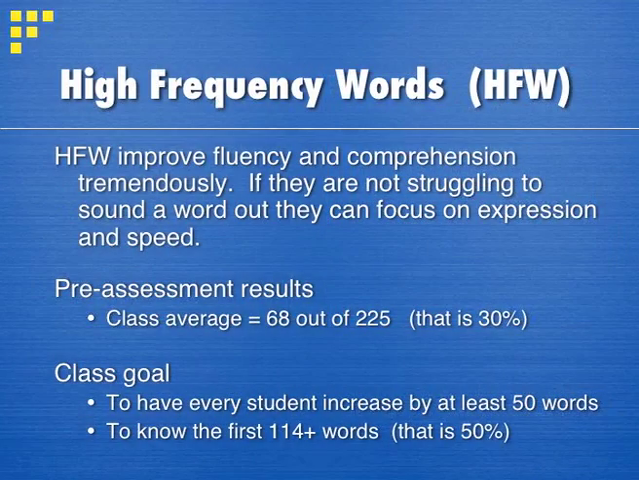So we will get out there. Our pre-assessment results, class average, out of the 225 words that your student will need to know by the end of 1st grade, our class average is 68. So roughly 30%. Your students know 30% of the 225 words they need to know. Our class goal is that during the next 60 days, your student increases by about 50 words so that they know roughly the first 114 words.